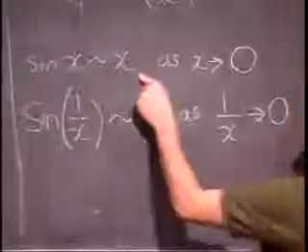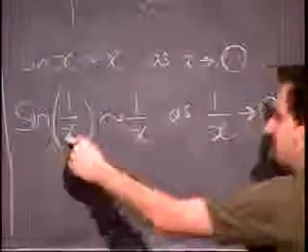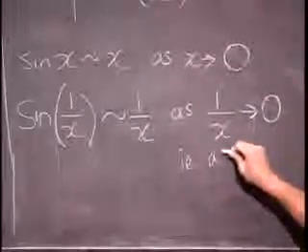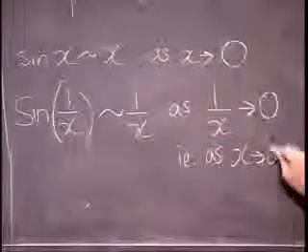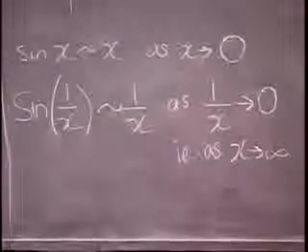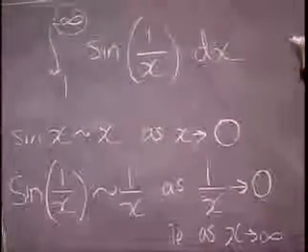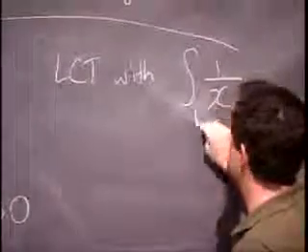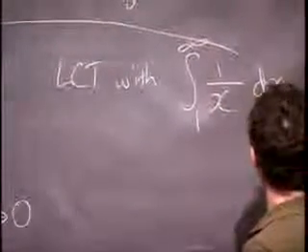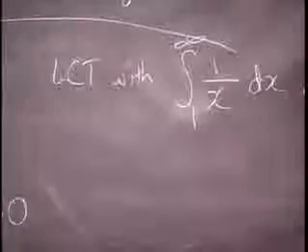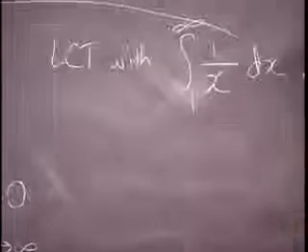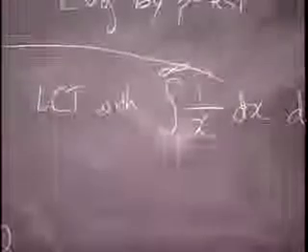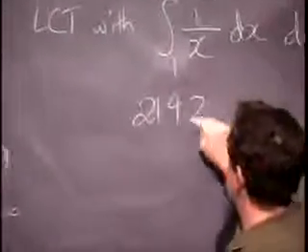Sine x behaves like x as x goes to 0. Therefore, sine 1 over x behaves like 1 over x as 1 over x goes to 0. And that will happen as x goes to infinity, or minus infinity. So, for the limit comparison test, you use 1 over x, which diverges by the p-test. Again, the full solution, I've actually written it out in some more detail in section 21.4.2 of my book.